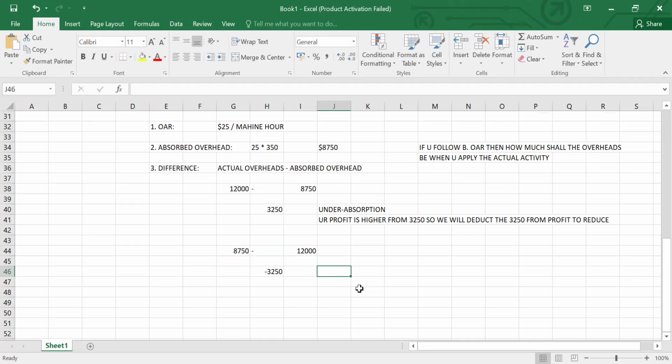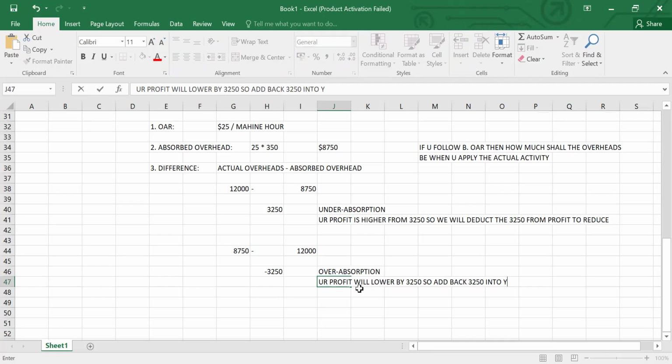This means that you have over absorbed. You thought that the expense will be 12,000, but in reality the expense was just 8750. So this is known as over absorption, and over absorption means overestimation. So your profit will be lower by 3250. So add back 3250 into your profit.